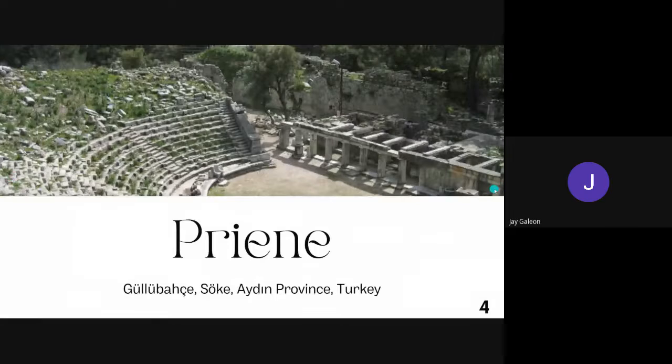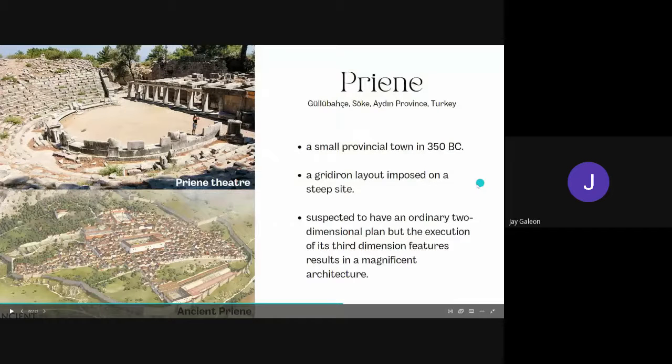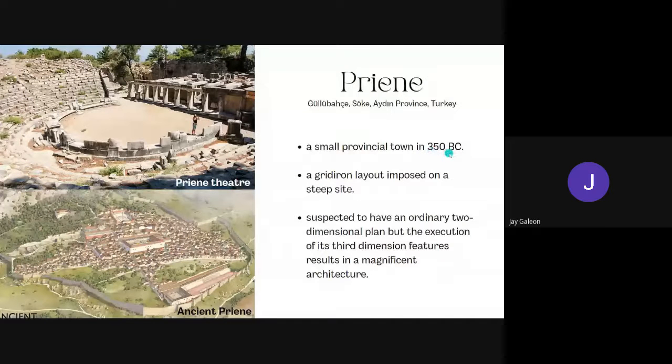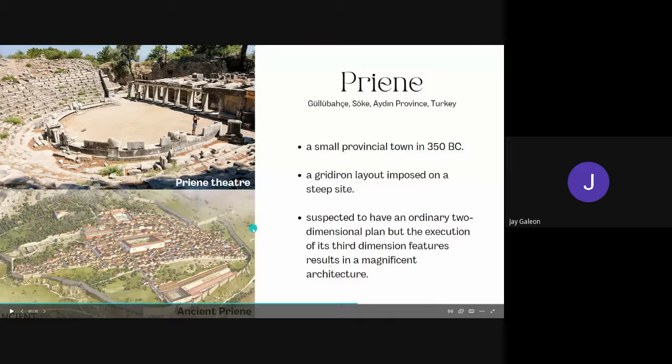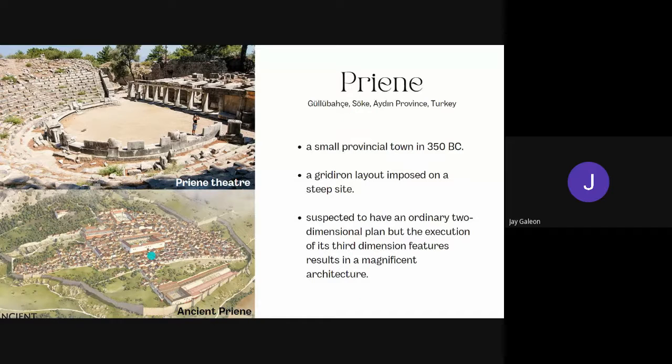The next example of street unity is in Priene, Turkey. Here is a little background of the place. In 350 BC, this was a small provincial town built on a steeply sloped site, with a gridiron layout, a layout like a checkered pattern on a chessboard. During its construction, it was suspected to have an ordinary two-dimensional plan because of its simple checkered layout. But in the execution of the 3D features like the elevation and massing, it resulted in magnificent architecture, like a town built on a staircase, because it was built uphill.